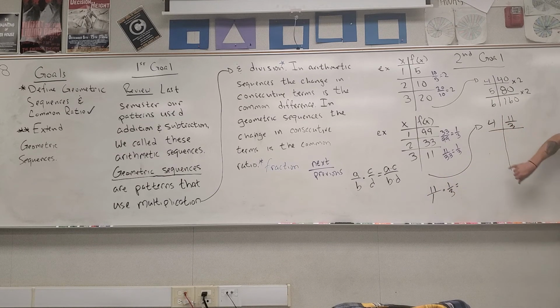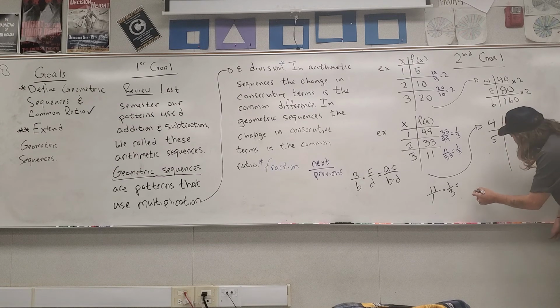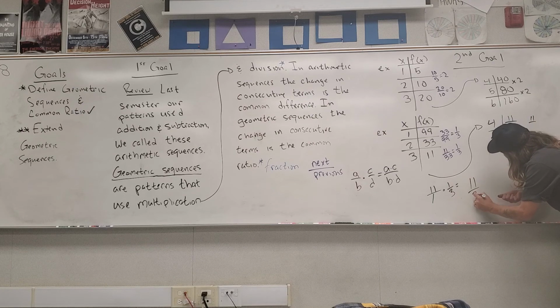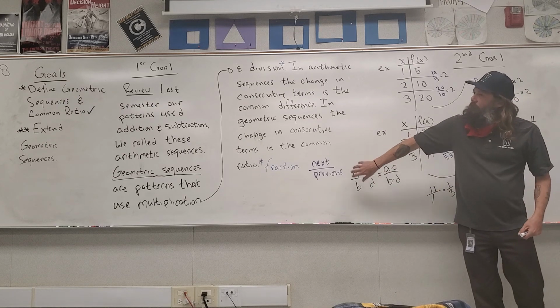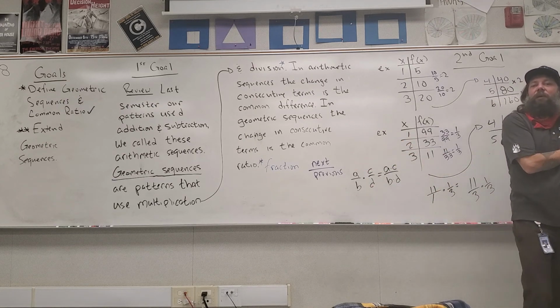All right, I want to find the next term. So I'm going to multiply this by a third again. 11 over 3 times 1 over 3. 11 times 1 is 11. 3 times 3 is 9. So I am extending the geometric sequence by multiplying the previous term by the common ratio.